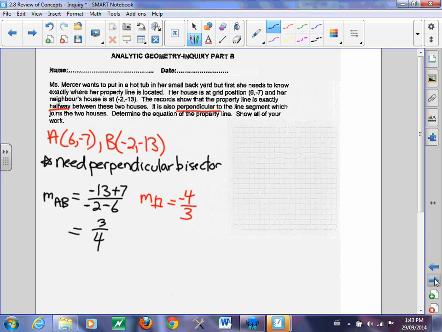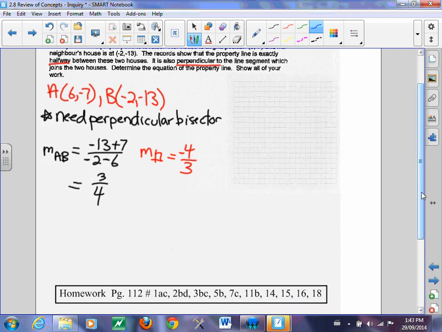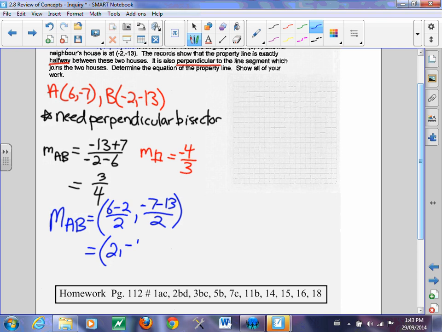Now we need to get the halfway, so we need to do the midpoint. Midpoint AB equals 6 minus 2 divided by 2 and negative 7 minus 13 divided by 2. So the midpoint is 2 and negative 10. Now remember, it asks for the equation. So now we know our slope, so we're going to sub it into the equation. I'll just write that formula down.